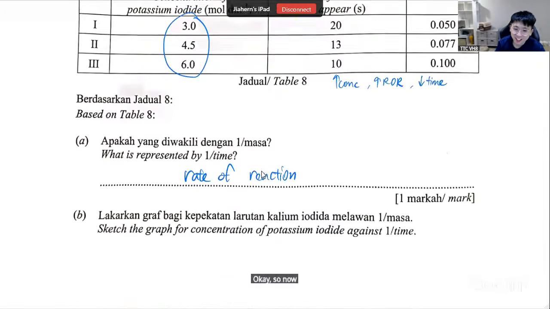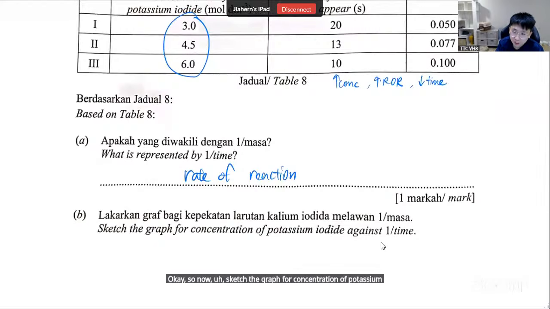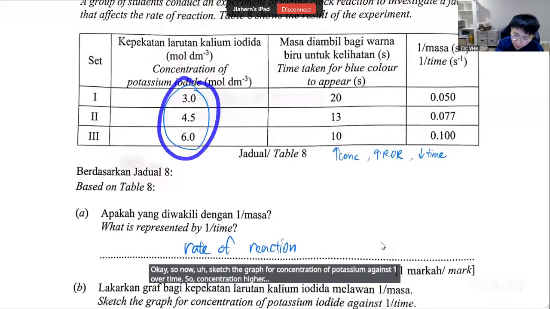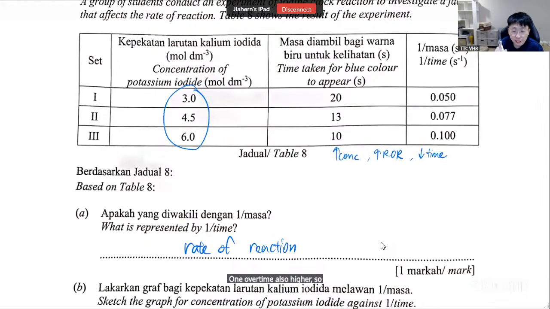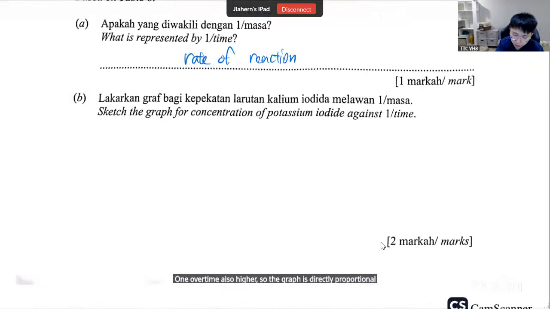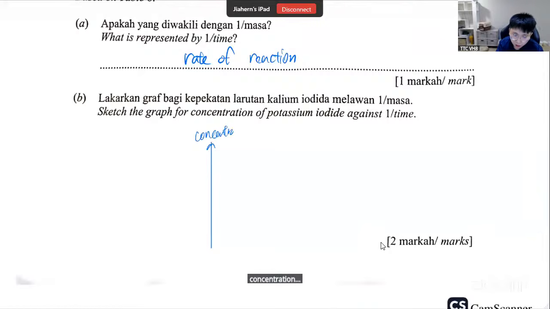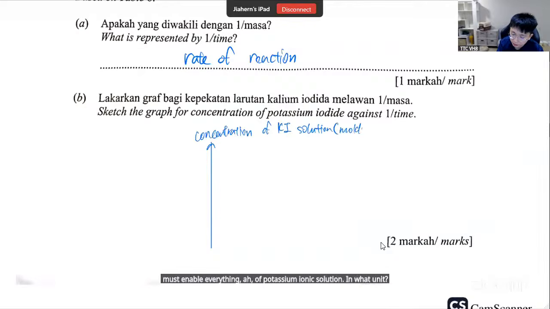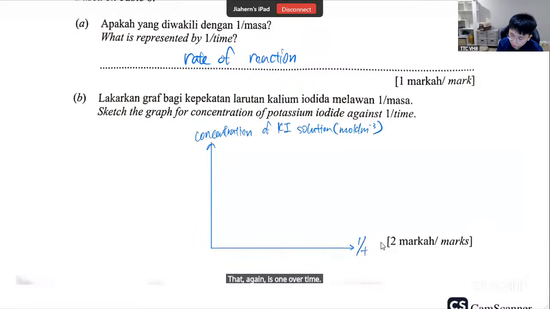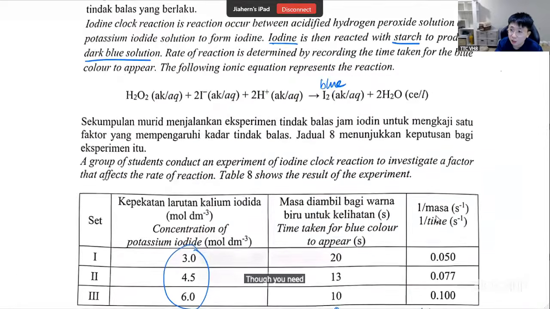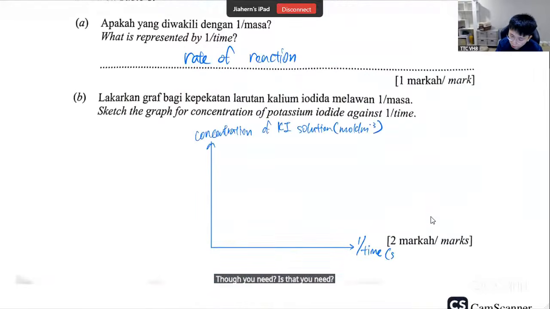Okay, so now sketch the graph for concentration of potassium iodide against 1/time. The higher the concentration, the higher the 1/time, so the graph is directly proportional. So the graph goes this way. You must label everything. Concentration of potassium iodide solution in what unit? In mol dm^-3. Then against 1/time. Is there a unit? Yes, s^-1.